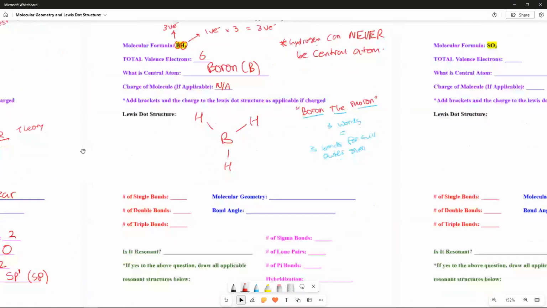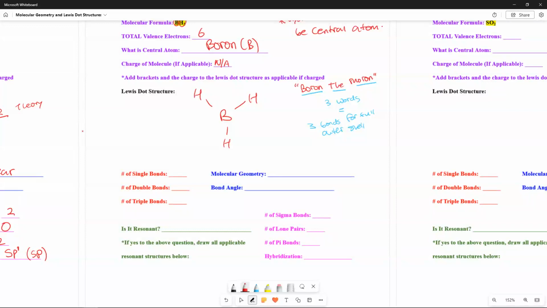And with that correct Lewis dot structure, you can go ahead and start the questions. Since it's Chemistry 1, if you draw your boron like this, I don't think the teacher will count you wrong. The more correct way is to draw it like this. If we look here, the number of single bonds, we have 1 single, 2 single, and 3 single bonds here. We have no double bonds and no triple bonds on the central atom.